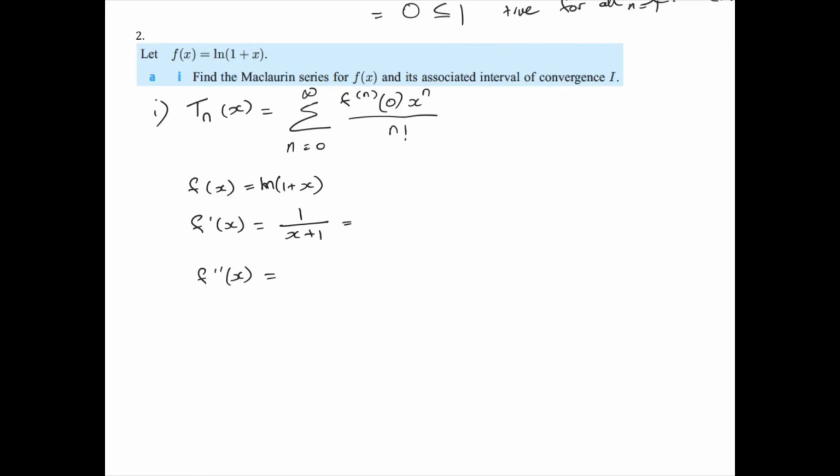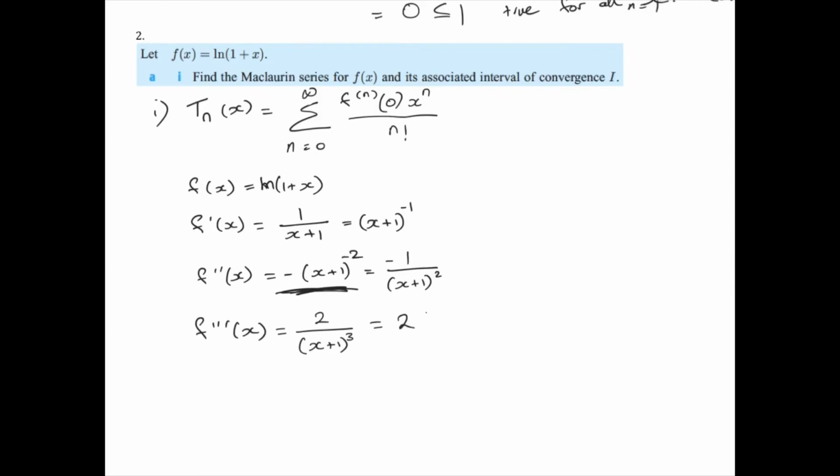Good, because we rewrite this as (x plus 1) to the negative 1 to differentiate it again. And then that becomes negative (x plus 1) to the negative 2, which equals negative 1 over (x plus 1) squared. All right, so f'''(x) is positive 2 times (x plus 1) to the negative 3. You're right, I'll rewrite that because it might help.